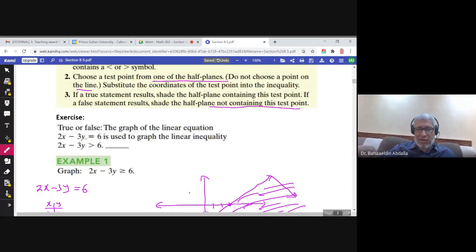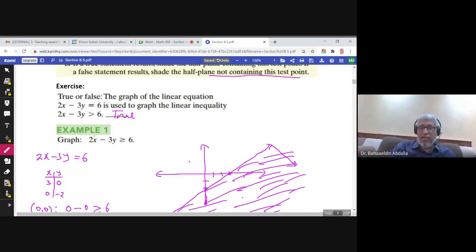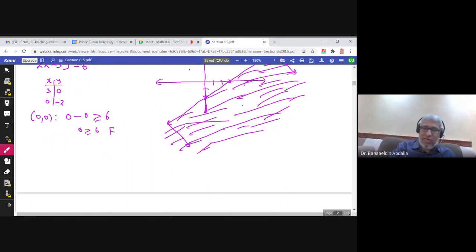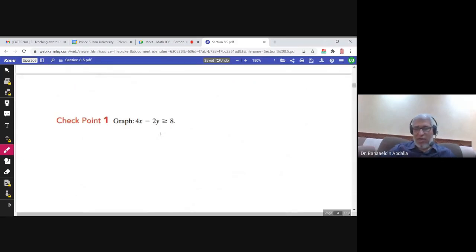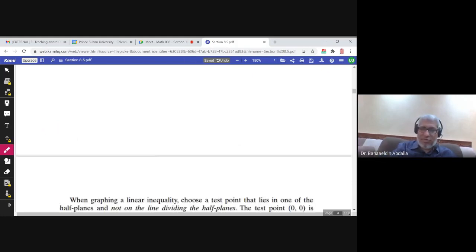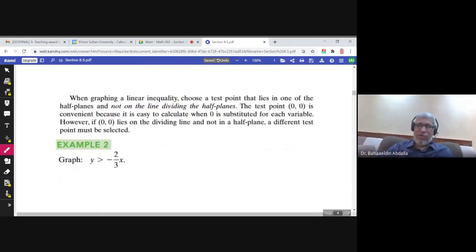The graph of the linear equation is used to graph the linear inequality. True, because the first step is to change greater than to equal and to draw the line. So the first step would always be to draw the line, and then we choose a test point, and then we determine which half plane is the graph of the inequality. Please graph this inequality and this one and this one. Draw the line similarly, find the x-intercept and y-intercept, and then choose a test point, and then determine which half plane is the graph of the inequality.